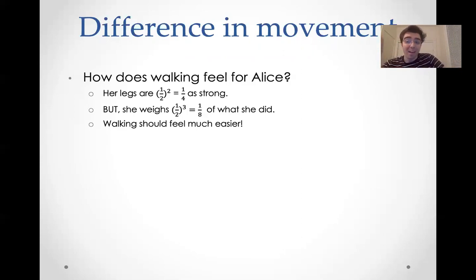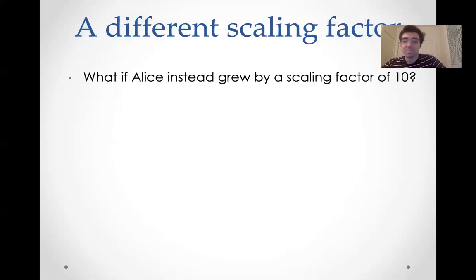But her weight, what she's trying to hold up with her legs, is 1/8 what it used to be. We took her weight and multiplied it by 1/2 cubed because weight is a three-dimensional measure. So although she is only 1/4 as strong, she's only 1/8 as heavy. So walking around is actually going to feel a lot better for Alice than it used to.